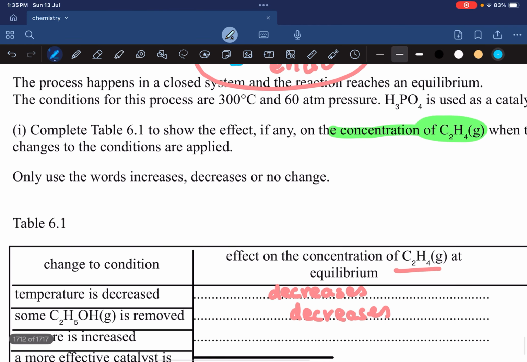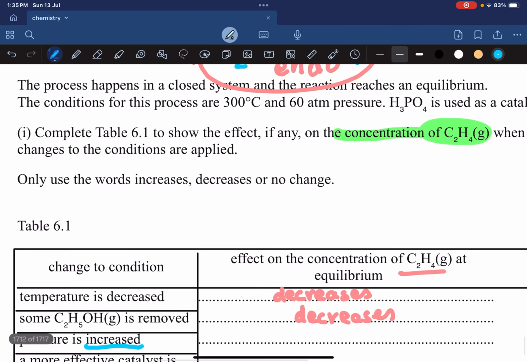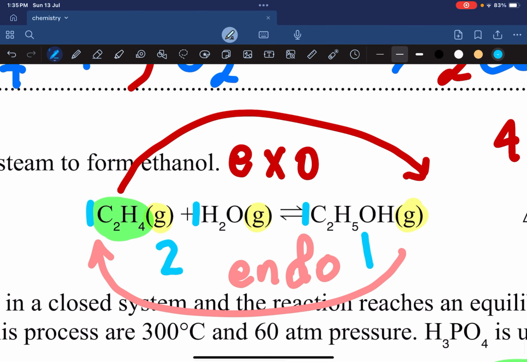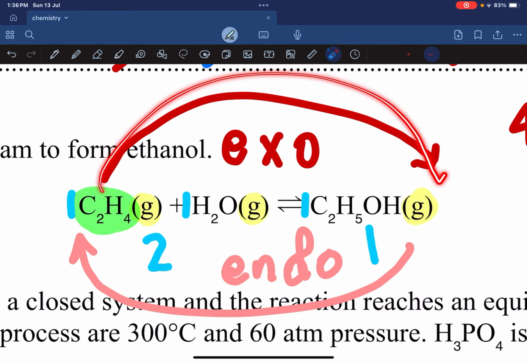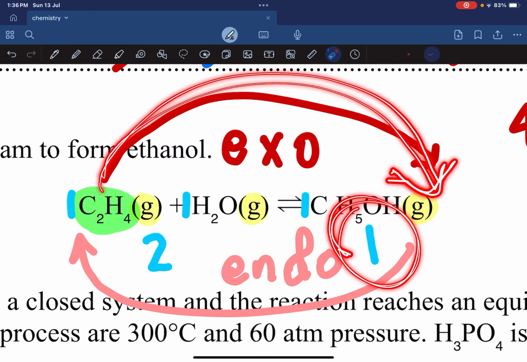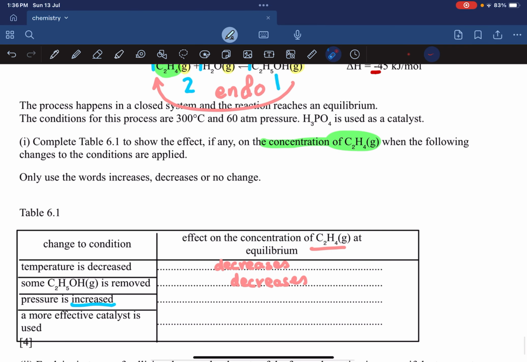Next thing, pressure is increased. Increasing pressure shifts the equilibrium towards the side that has less moles. Whenever you're increasing pressure, the equilibrium will move towards the side that has less moles, and when you're decreasing pressure, equilibrium moves towards the side that has more moles. Right now, since you have increased the pressure, equilibrium will move forward towards the side that has less moles. When equilibrium moves forward, what will happen? More of this will be used. So the concentration of C2H4 in the equilibrium again decreases when we increase pressure. So again, this one's going to be decreases.